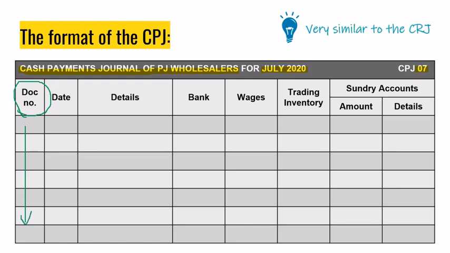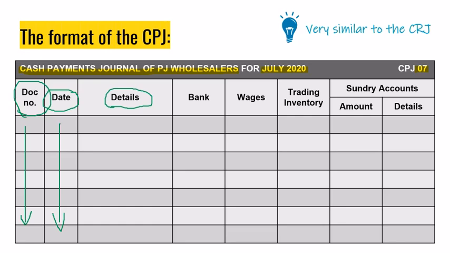Then you've got the date column. Okay, so this is the day that the transaction took place. Once again, it must go in chronological order from the beginning of the month till the end of the month. Then the details column will be for the person or the company that we paid. And then you will see there's no analysis of receipts column. And that's the reason why the CPJ, in my opinion, is the easiest journal for you, because there's no weird till column.